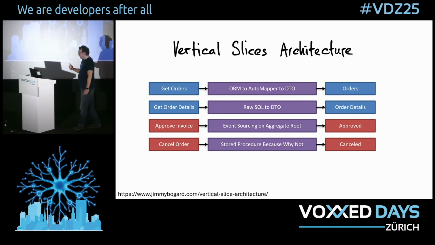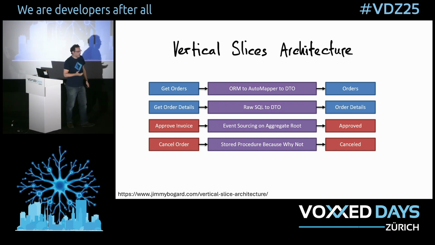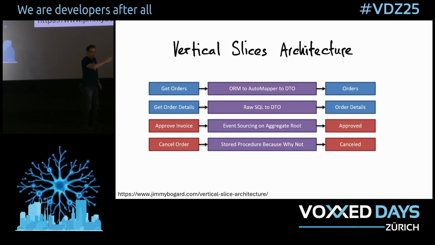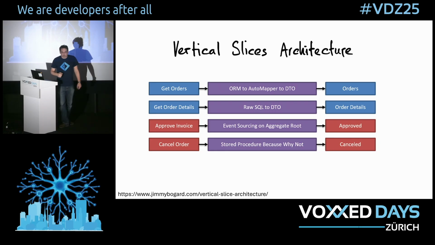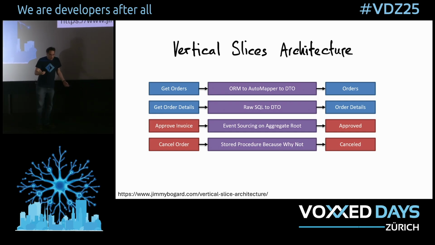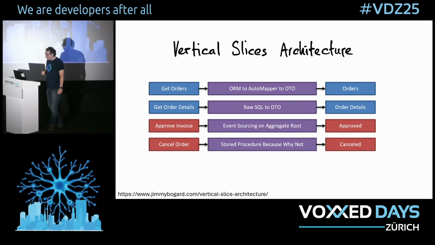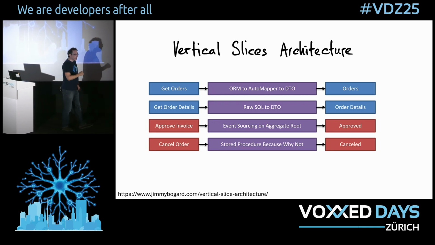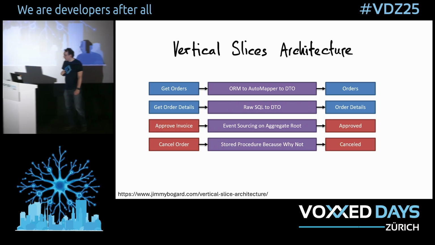And he gives in his initial blog post 4 examples of slices. And yes, it's vertical slices, although they are shown horizontally. But yeah, it's his slide, not mine. So one example is get orders. He said, I use some object relational mapper and AutoMapper, because that's his library, and I use a DTO to communicate the data back to the caller. That's how I implement the get orders slice. The get order detail slice, he just executes some raw SQL on the database, puts the data back into a DTO, returns it to the client.